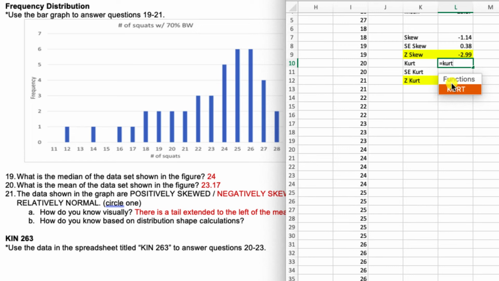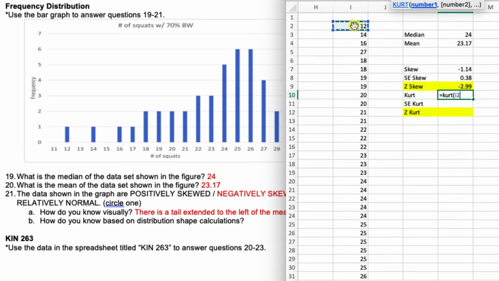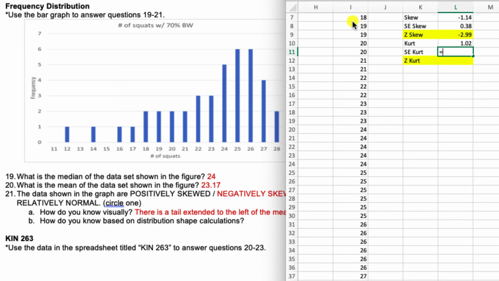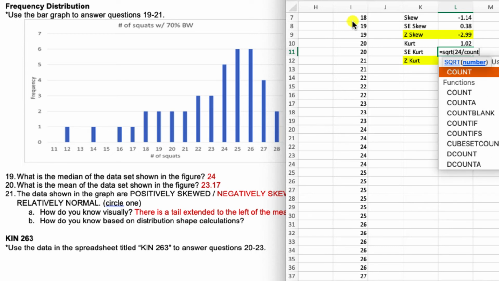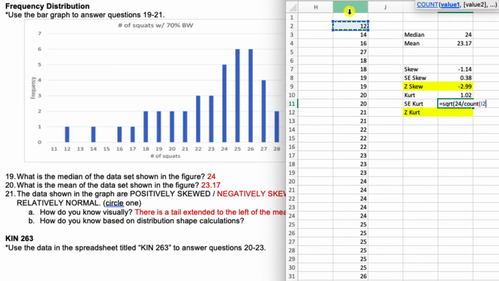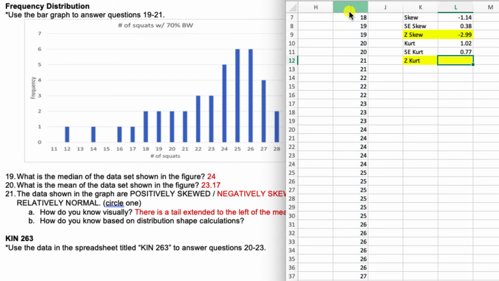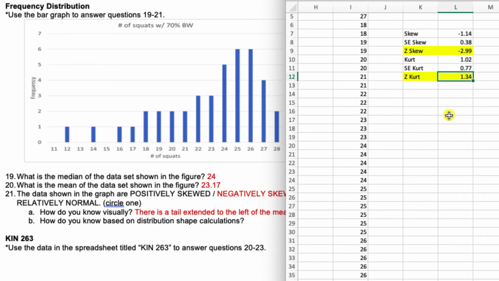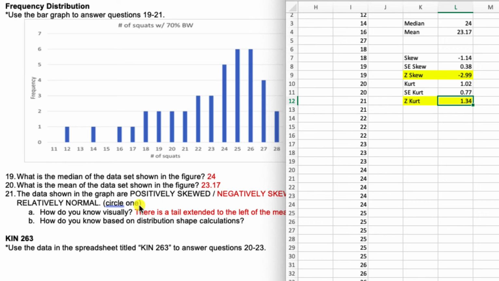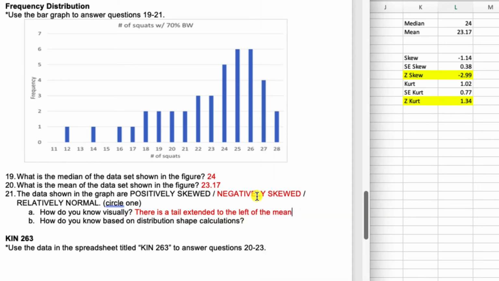Now we could see if we have any sample kurtosis. And our standard error is the square root of 24 divided by the sample size. Based on this value, we do not have any kurtosis. Okay, so we're negatively skewed. How do we know based on distribution shape calculations?